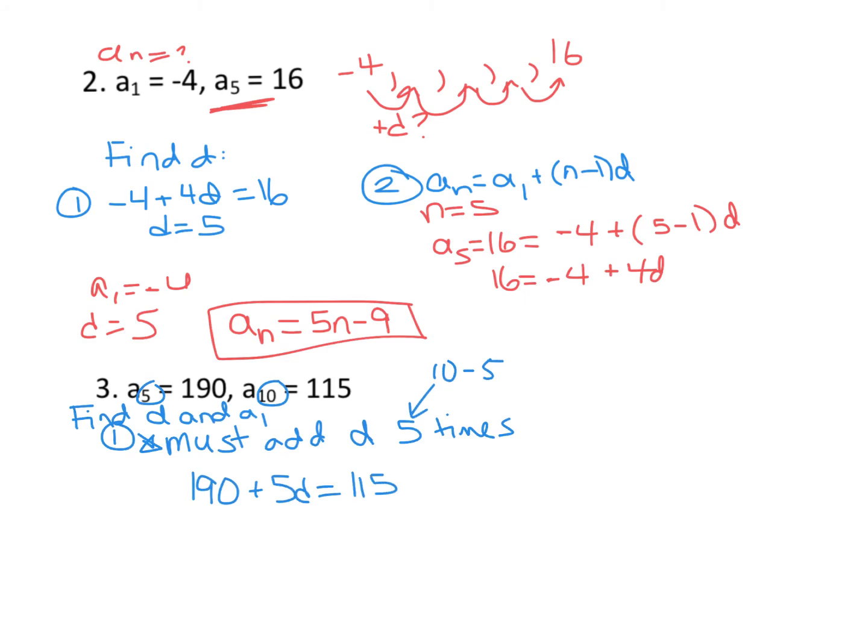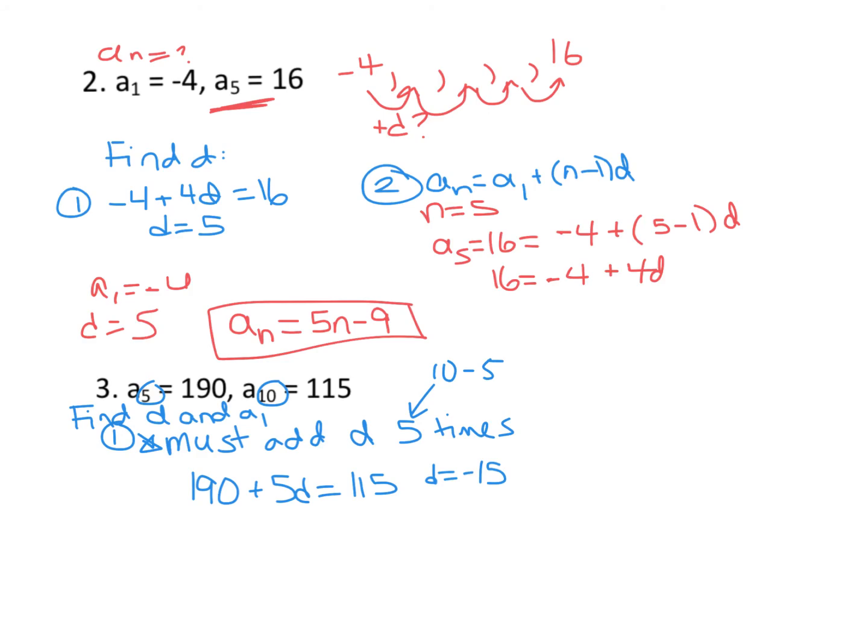This will give me my value of d. And when I solve that out, I end up getting that d is equal to -15. So notice how I started, my 5th term is actually higher than my 10th term, which means that my d is negative because I went lower. So now that I have my value for my common difference, my d, there's 2 ways that you can find your first term.